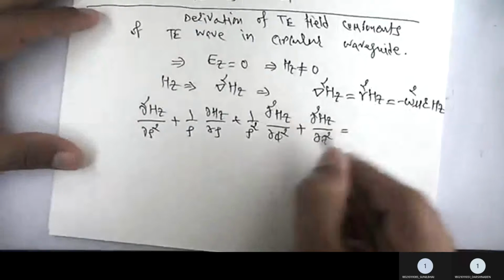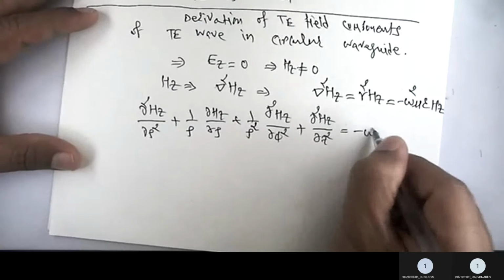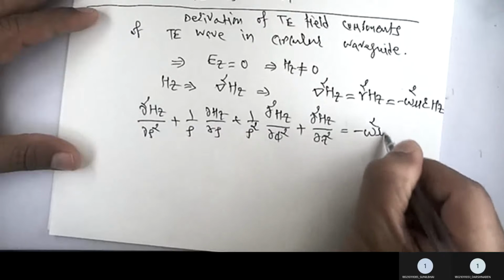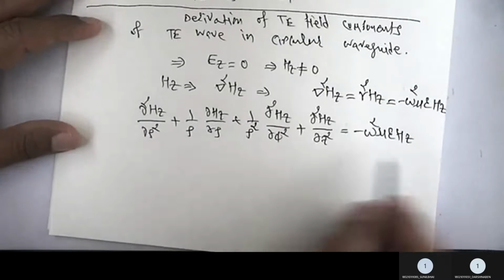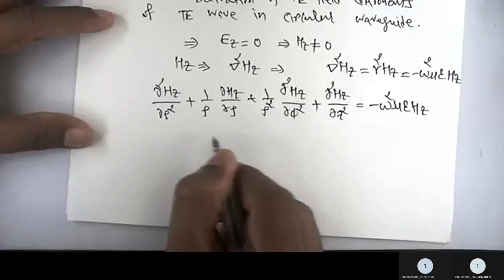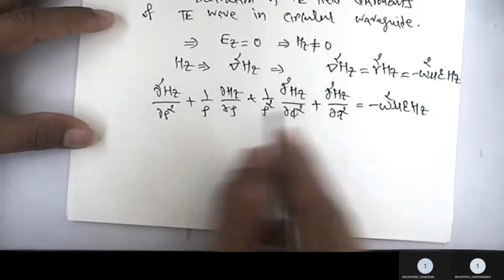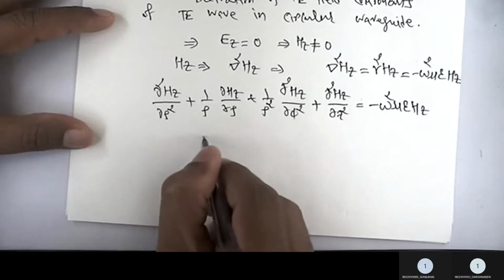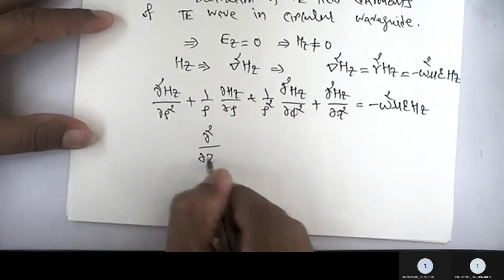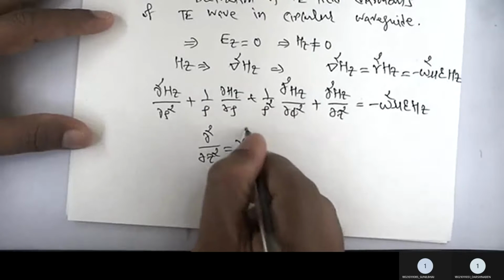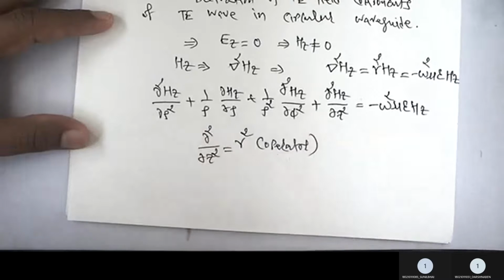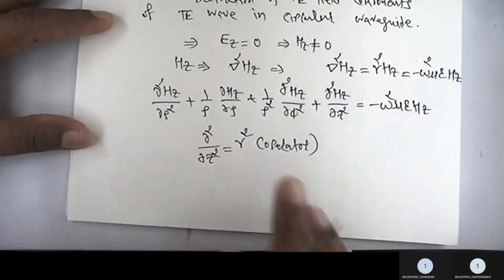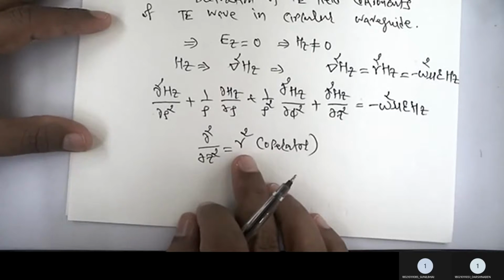So if I put the same expression, everything is equal to minus omega square mu epsilon Hz. Now before solving this expression, I know that del square by del z square is an operator, and it is equivalent to gamma square. It is just an operator, and we will see that this is nothing but our regular propagation constant.